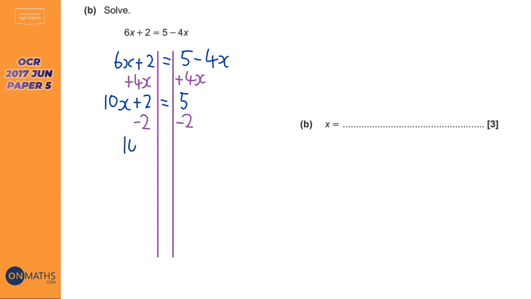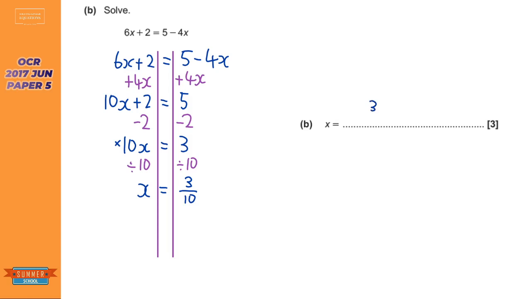And that leaves me with 10x here, because I haven't dealt with that 10 yet, and 5 take away 2, which is 3. Then I'm going to deal with that times 10. So the opposite of times 10 is going to be divided by 10. So divide both sides by 10. We have x equals 3 over 10.